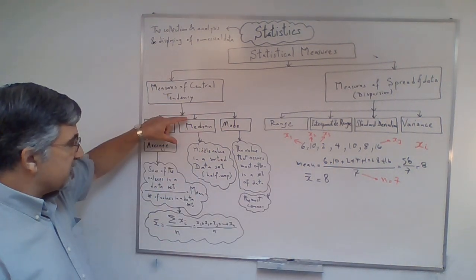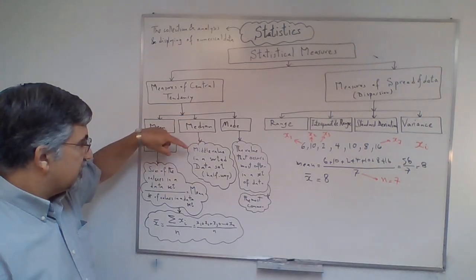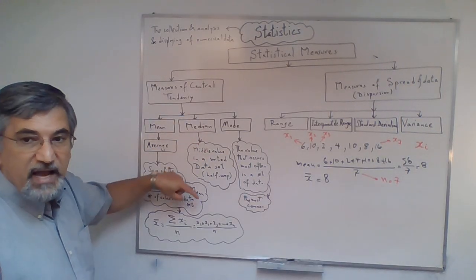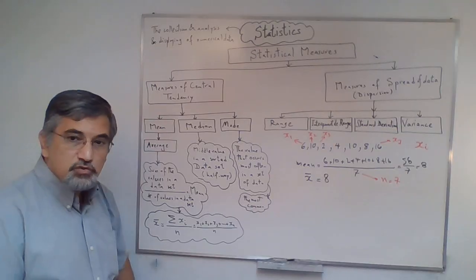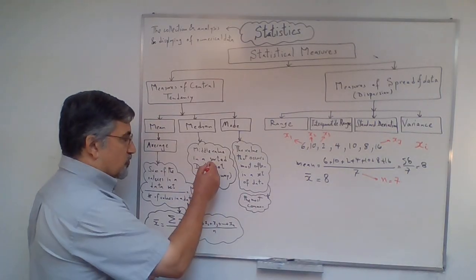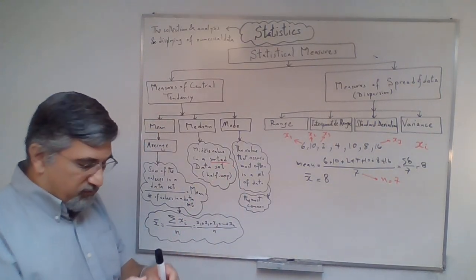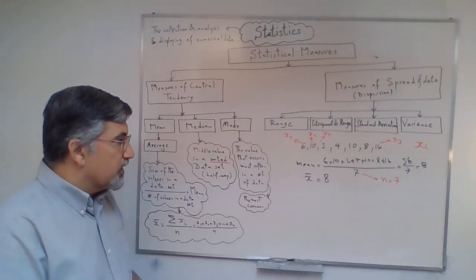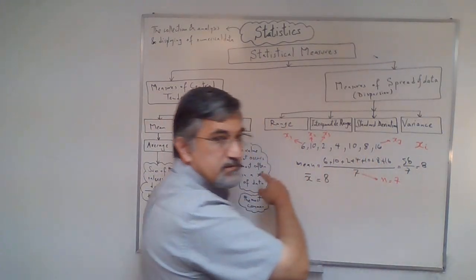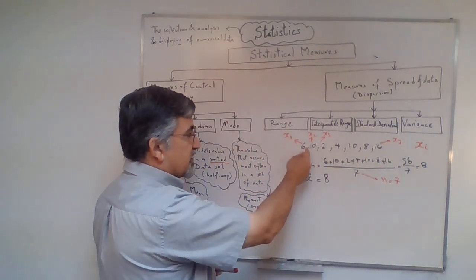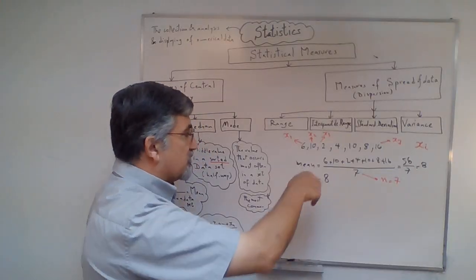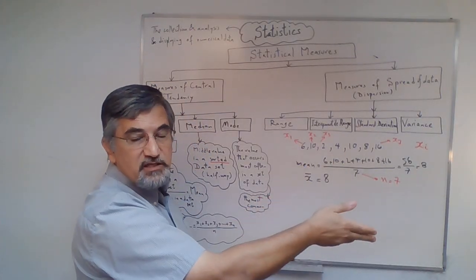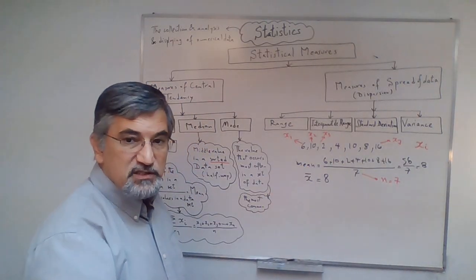The second one is median, which is basically the middle value in a sorted data set, or the halfway point. So when I say sorted data set, it's very important. We have to sort the data before we even talk about anything. I don't think this data set is sorted, because we have 6, 10, and then we have a smaller value 2. And then we have 4, and we have 10, and then we have a smaller value 8. So it's not sorted from least to greatest.